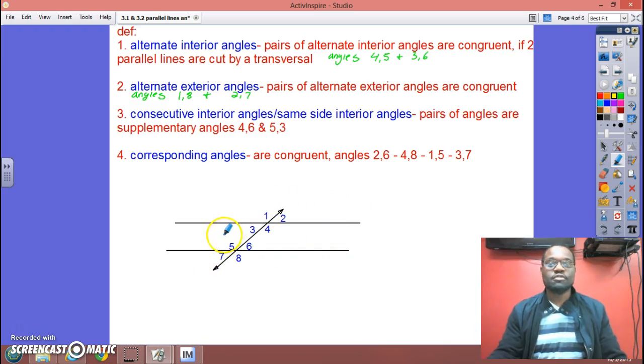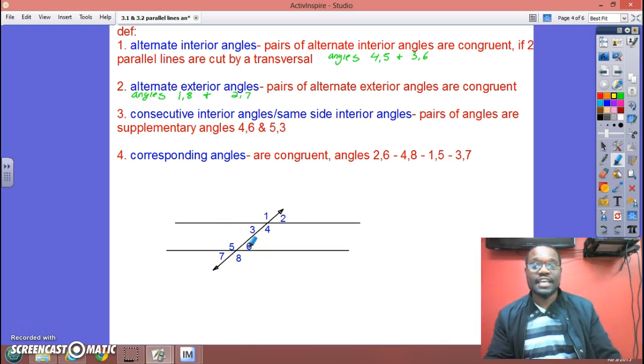So alternate would be either side. So alternates would be 1, 3, 5, 7. All those are alternate with 2, 4, 6, 8. All right? So an alternate interior angle, if we put those two together, they're inside and on either side. And so you have 4 and 5 and 3 and 6 are alternate interior angles here.